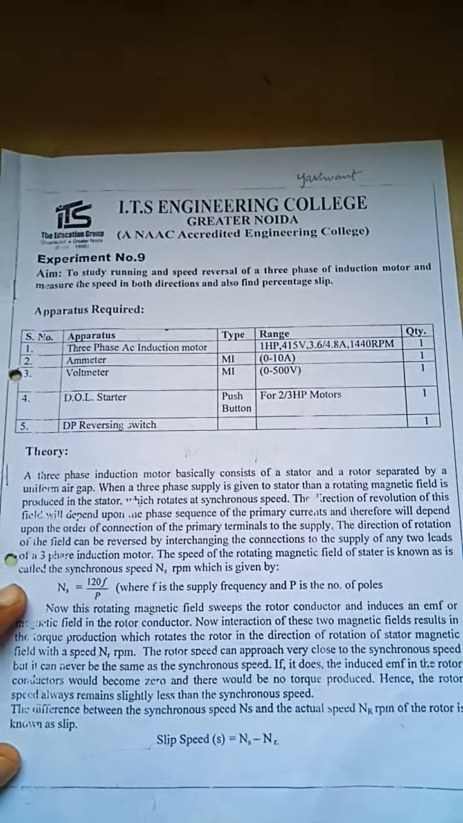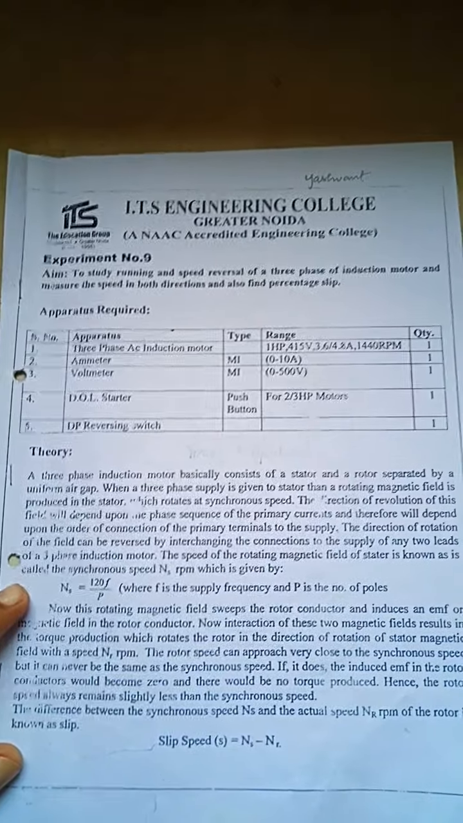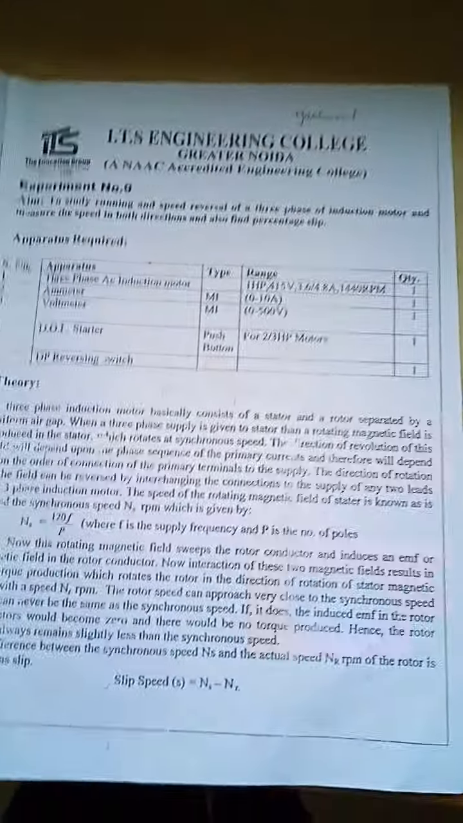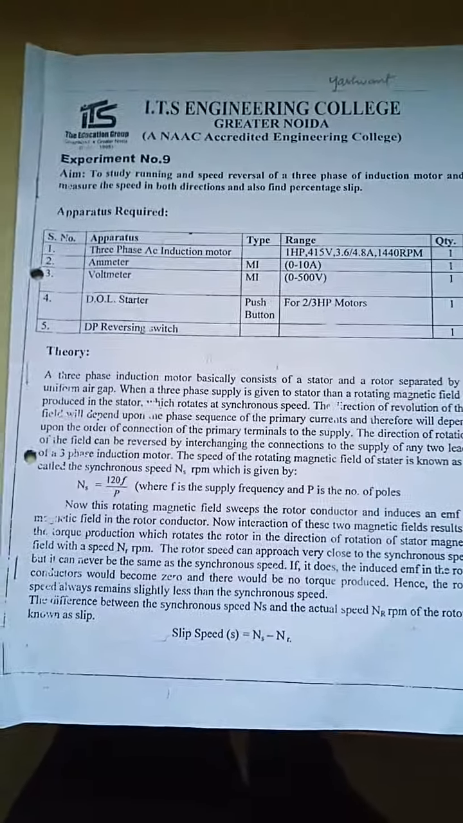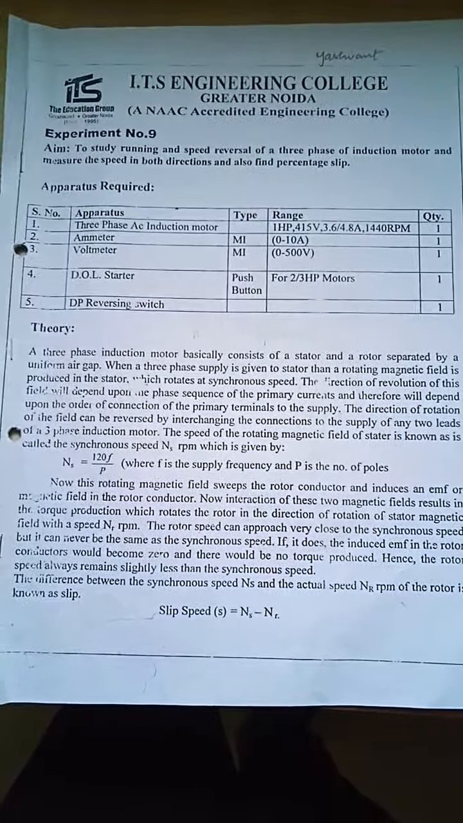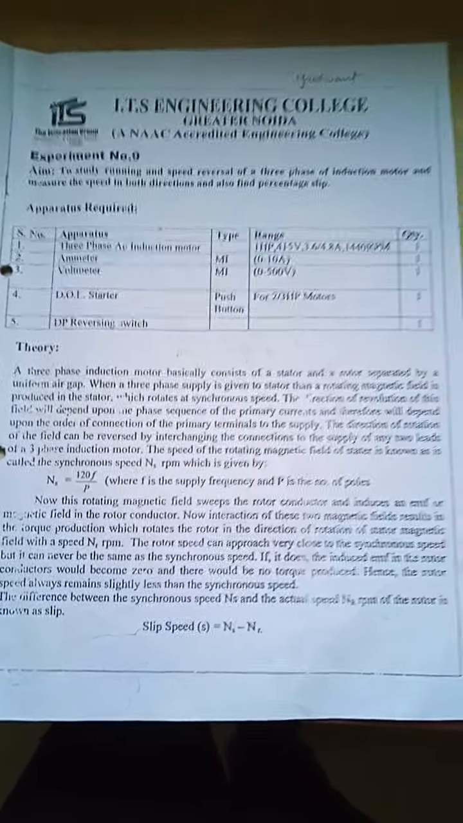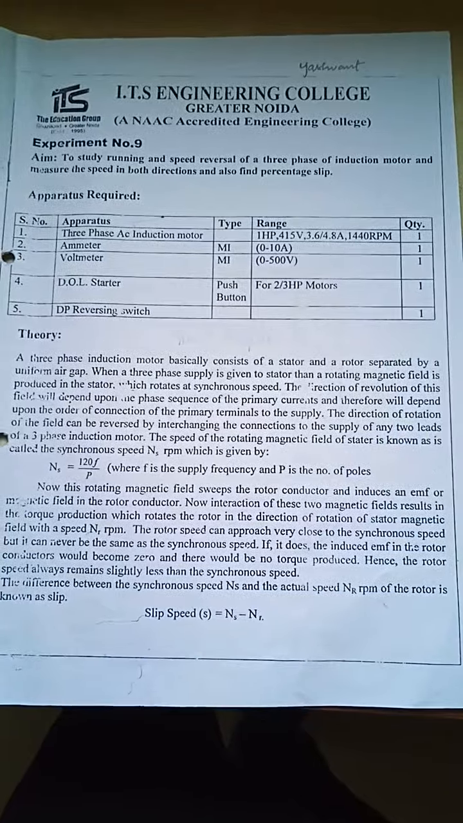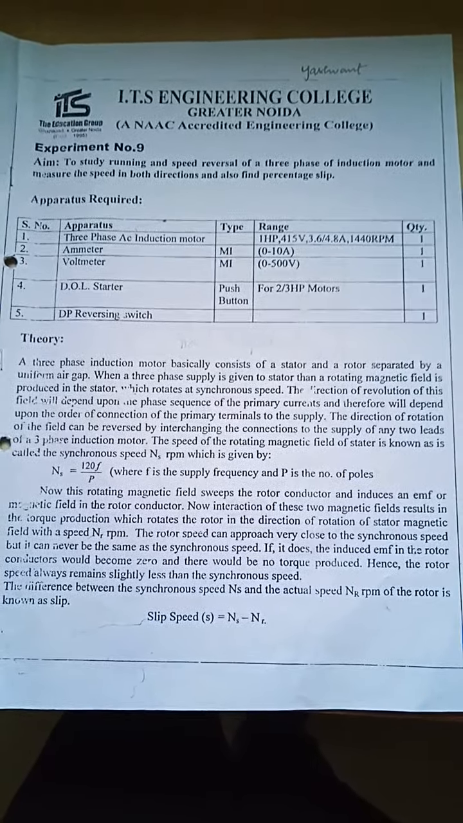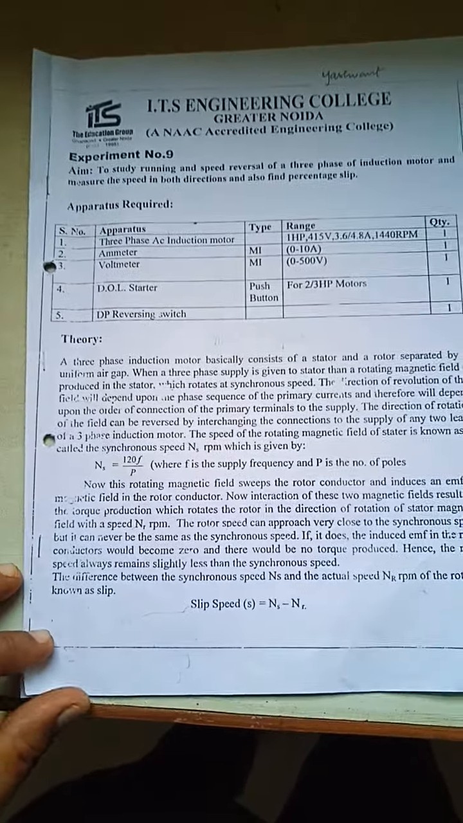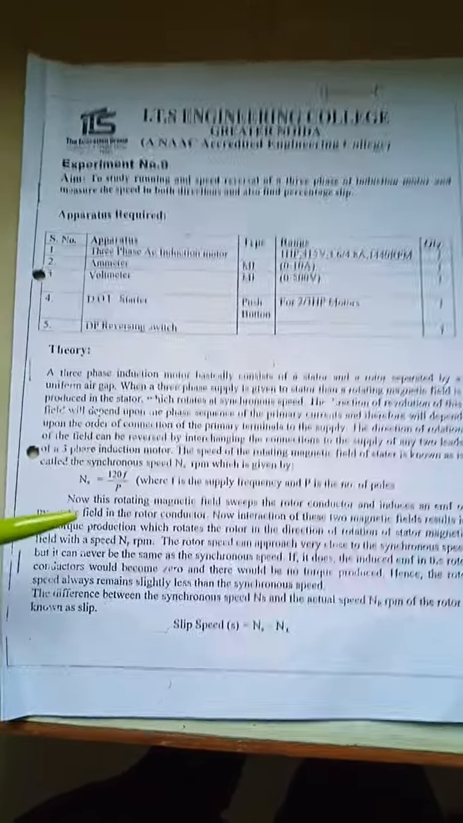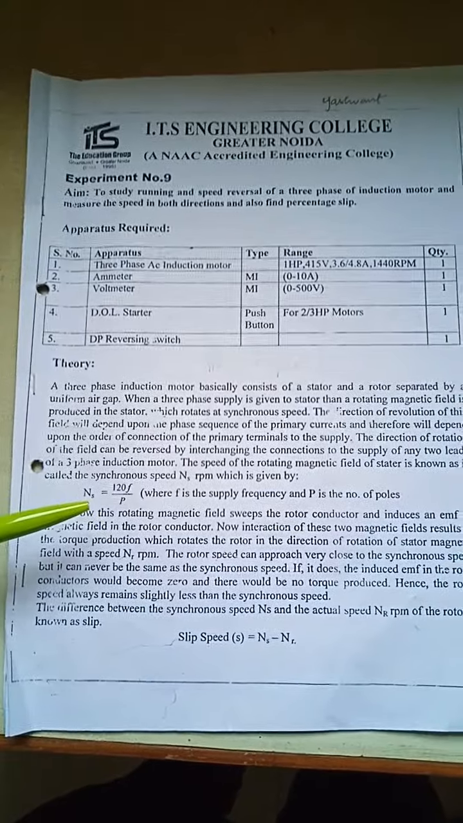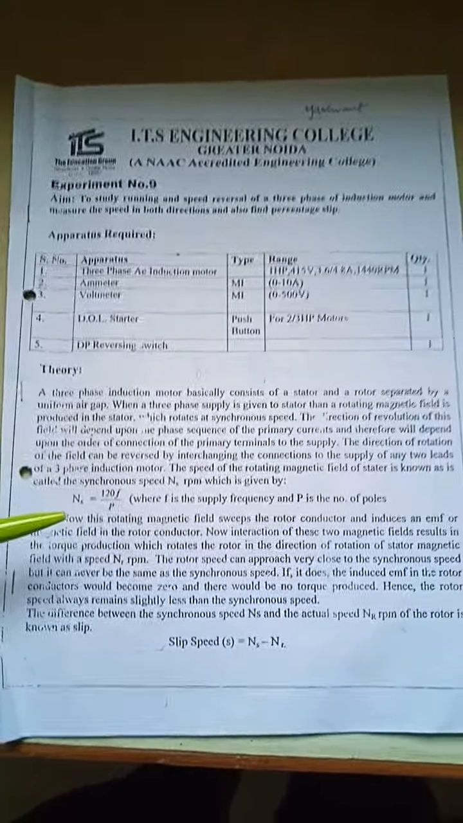We need a direct online starter, DOL starter, and the theory part of this is given in front of you. The theory says that when a three-phase supply is given to the induction motor, a three-phase magnetic field is produced and your motor starts rotating. Your motor never rotates at the synchronous speed. Synchronous speed is given by the formula Ns equals 120F by P, where F is the frequency and P is the number of poles. Here the number of poles is 4 and F is 50, so synchronous speed is 1500.